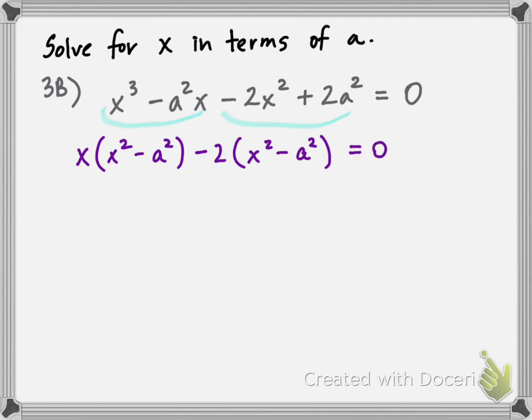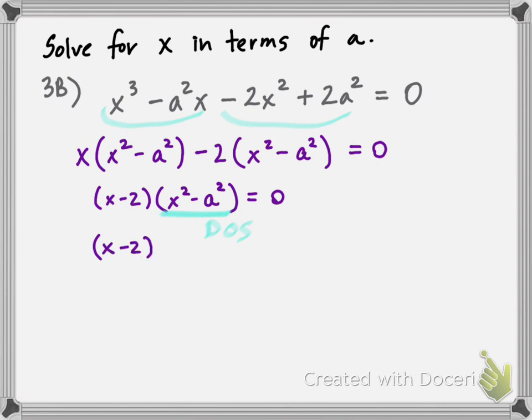Now from here, keep factoring, so we have x minus 2 times x squared minus a squared equals 0. But I would like to then continue to factor the second set because, again, this is another difference of squares. When I do that, I get x minus 2 times x minus a times x plus a is all equaled to 0.